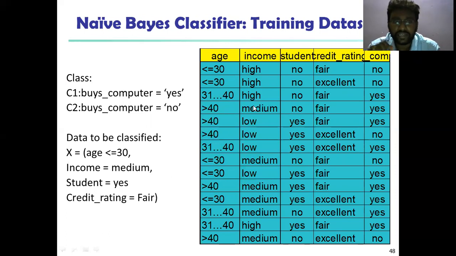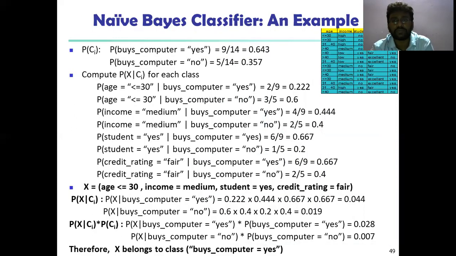The data to be classified is X equal to age less than or equal to 30, income equal to medium, student equal to yes, credit rating equal to fair. Based on these values, the Bayes classifier will identify the candidate where age is at most 30, income is medium, the student is yes, and credit rating is fair. If all these conditions are satisfied, then it accepts the classification.